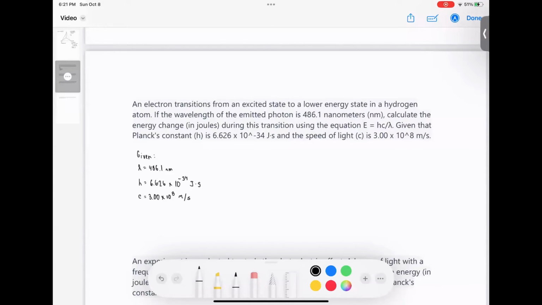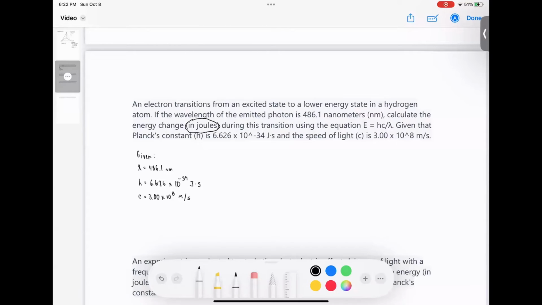And we know that c is equal to 3.00 times 10 to the power 8 meters per second. Now, there's one issue here. If you look at this closely, you need to find joules. It tells you right here, in joules. So that's the last unit you're going to end up with.